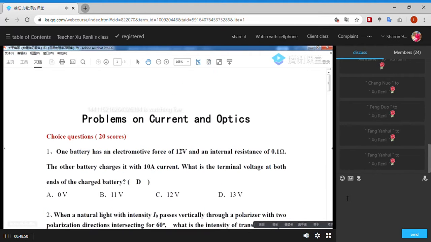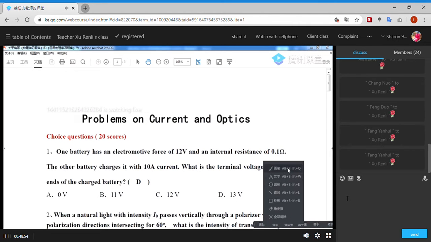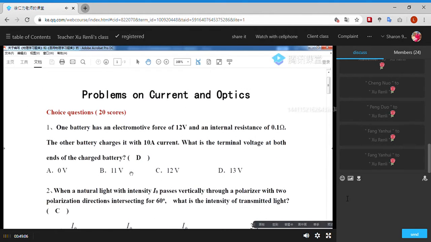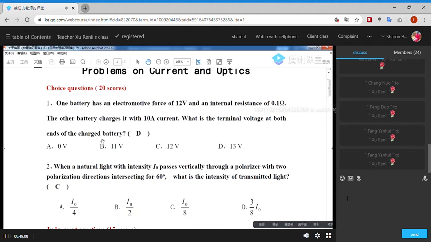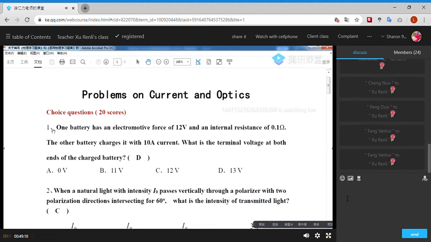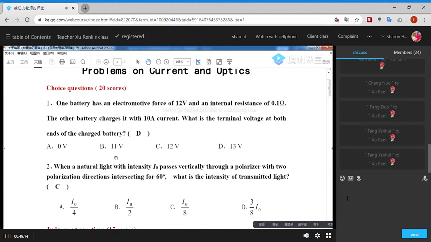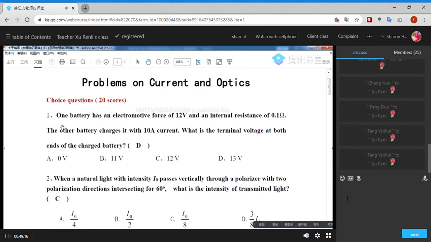Now let's discuss the questions in these two chapters. Let's talk about the problems in wave optics and direct current. Some of these questions will appear in our final examination. Let's first look at question 1. This is a choice question. We have two choice questions here. Let's look at the first one.